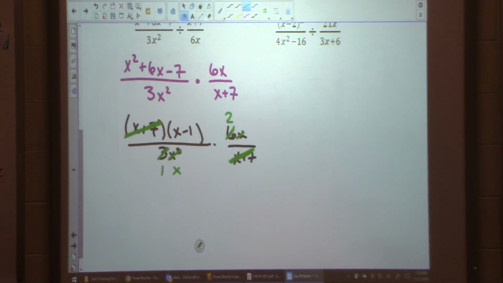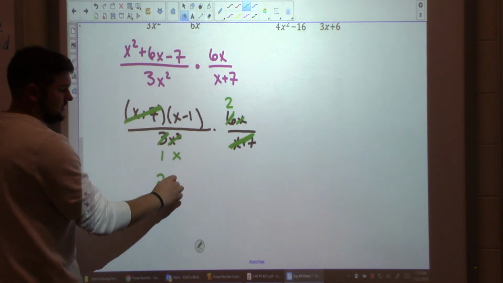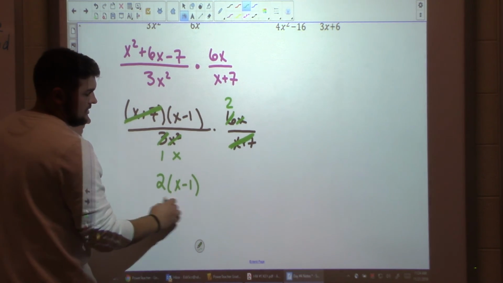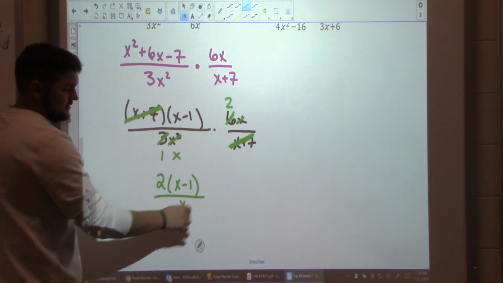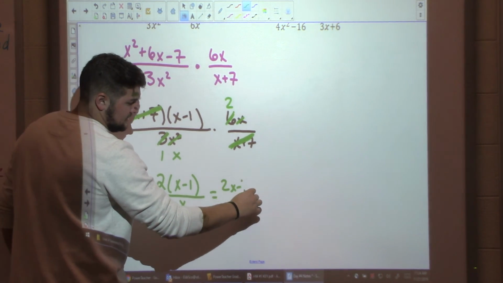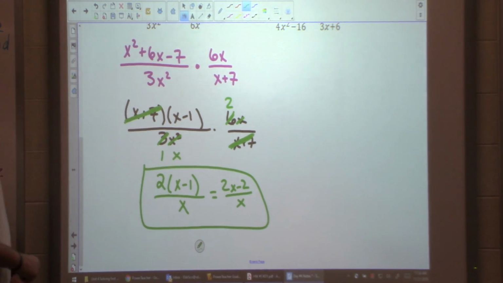Does everyone follow me there? Okay. So then I do my multiplication. 2 times x minus 1 over, on the bottom I'm left with just x, which becomes 2x minus 2 over x. Either one of those answers works. Alright, one more to do. Last one. It's kind of tricky.